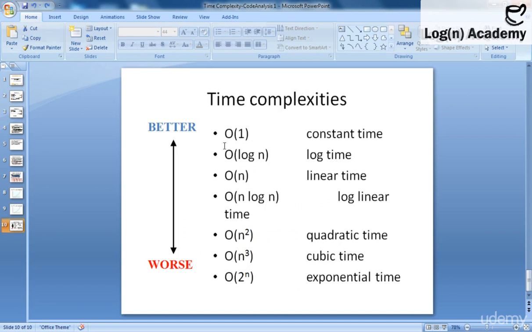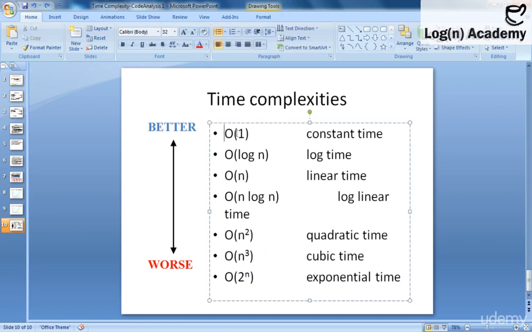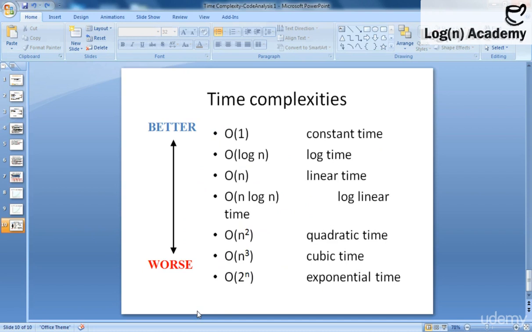And these are some of the complexities. This is the lowest one, and this is the exponential time, which is the highest one. So in this lecture we saw how we can examine the complexity of the code, and in the upcoming lectures we will investigate more code, explore more coding examples, and see how we can measure their complexity.